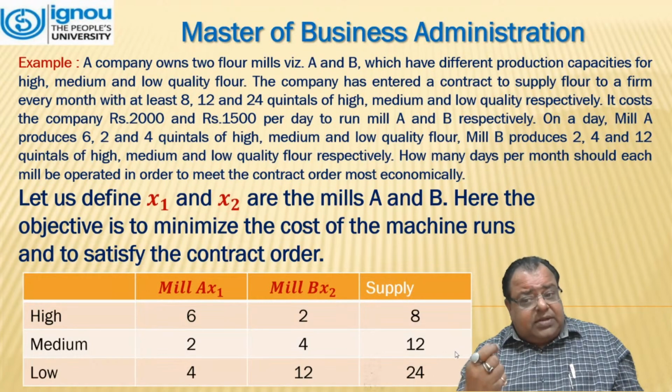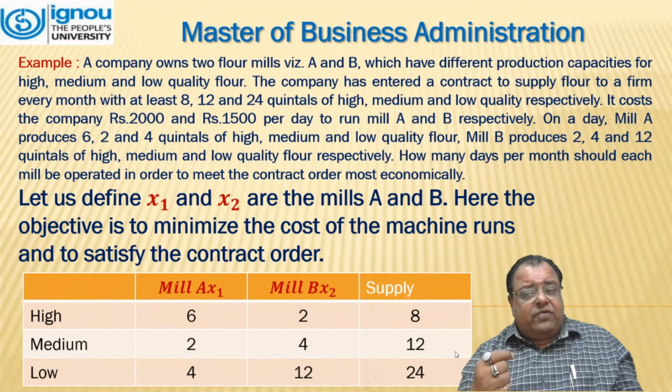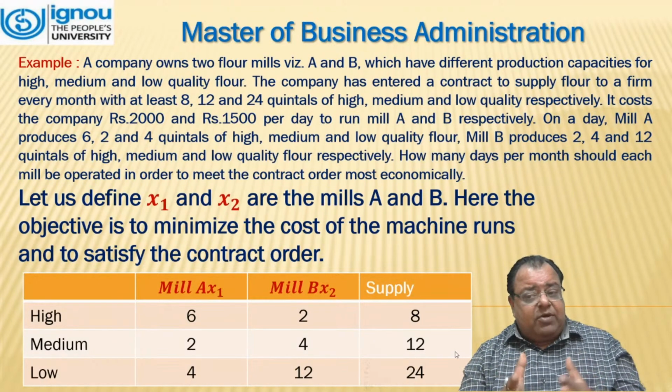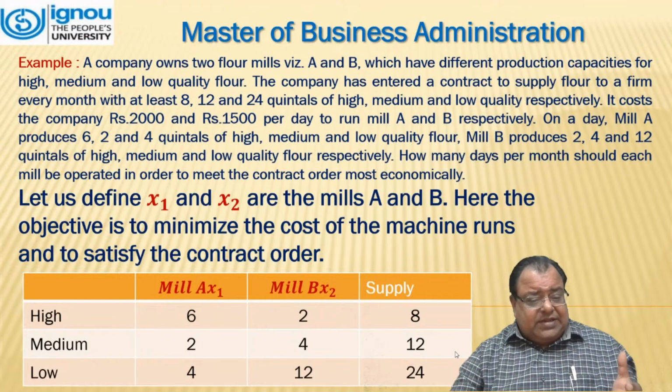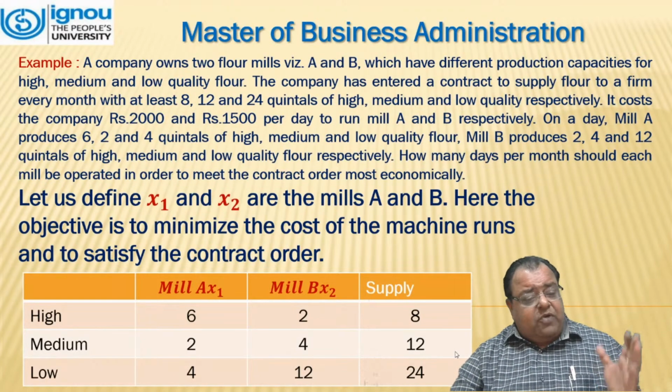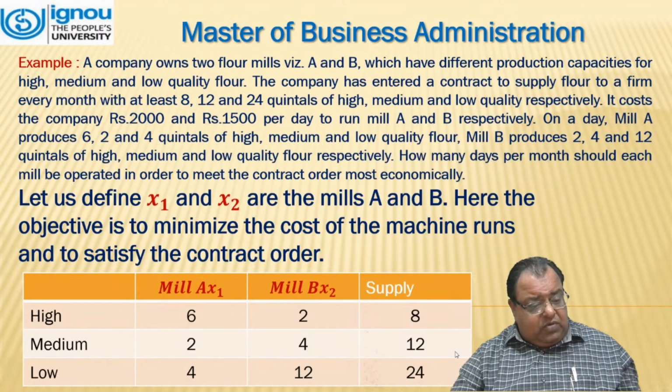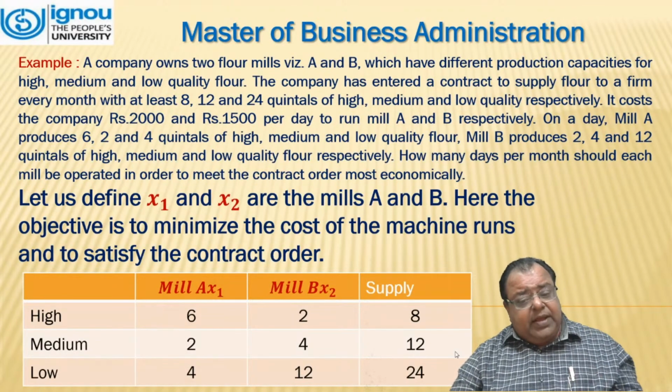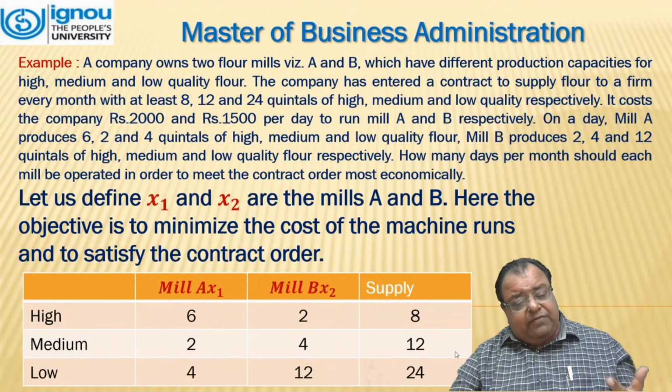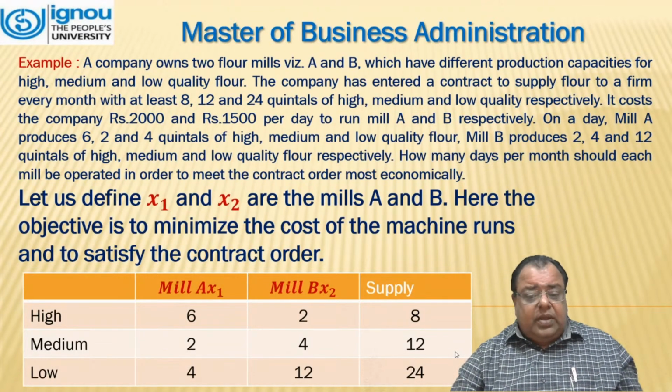As far as the usage of mills is concerned for different products, this is tabulated. For mill A, 6 for high quality, 2 for medium quality, and 4 for low. And for mill B, 2 for high, 4 for medium, and 12 for low.